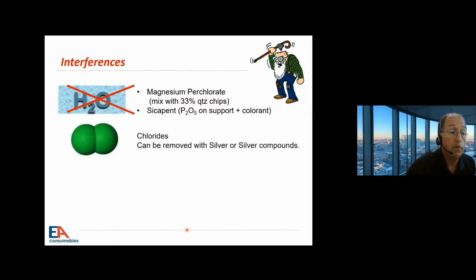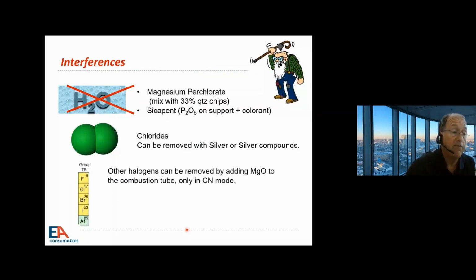Chlorides can be removed with silver or silver compounds. And other halogens, if present, can be removed by adding magnesium oxide to the combustion tube. However, this will also absorb sulfur, so this is a no-go if you're doing sulfur determination.